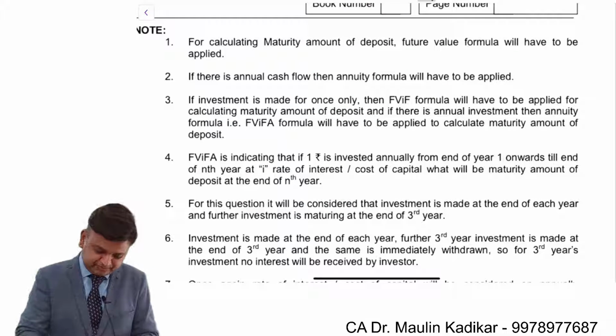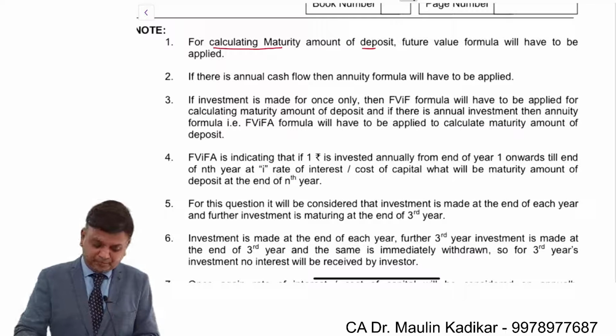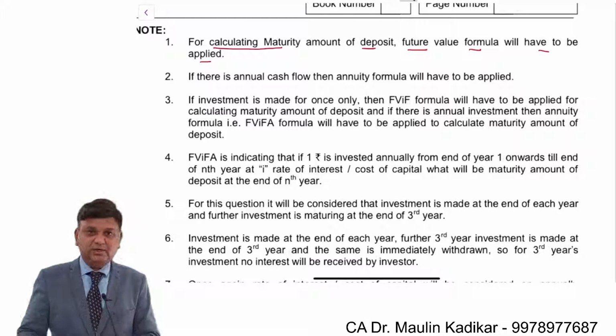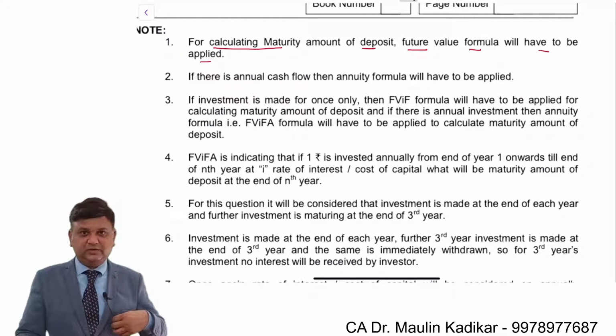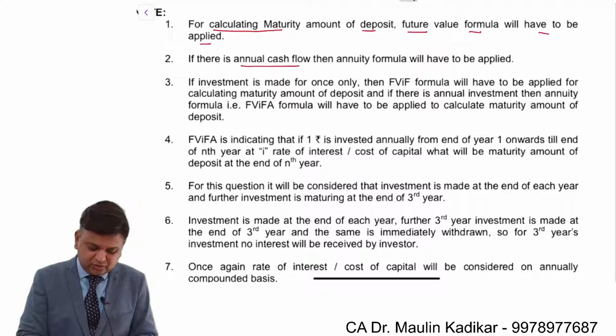Let us read the note. For calculating maturity amount of deposit, the future value formula will have to be applied. So whenever there is a maturity amount to be calculated, we have to apply the future value formula. If there is annual cash flow, or we can say recurring cash flow, then the annuity formula will have to be applied.